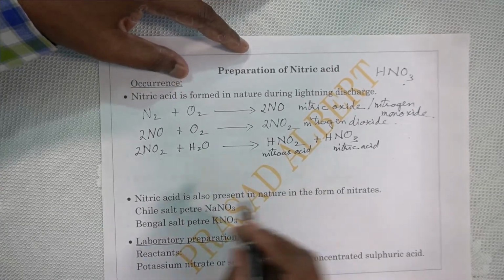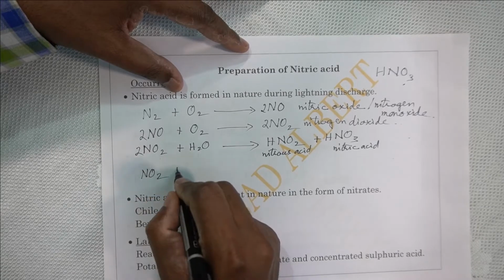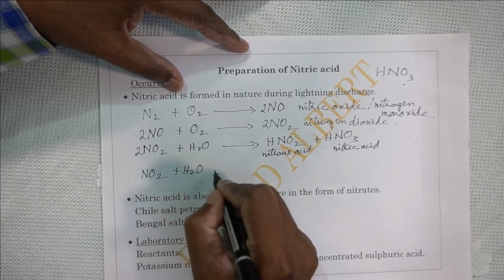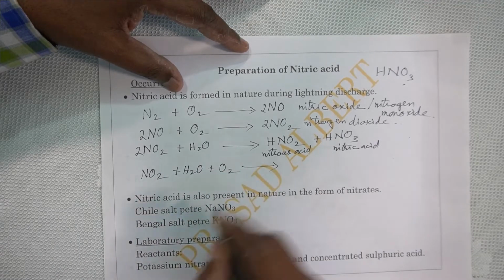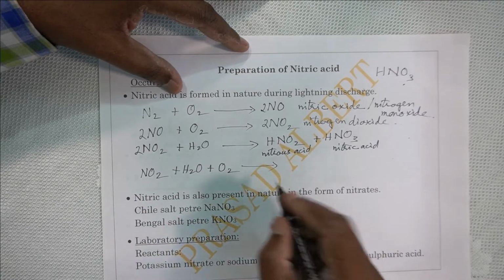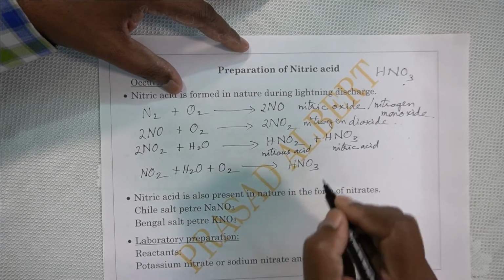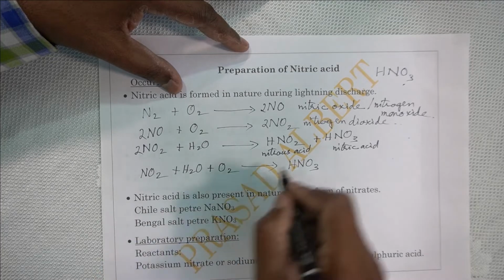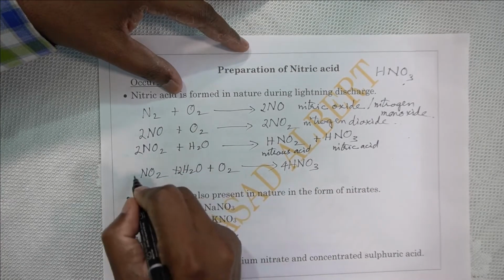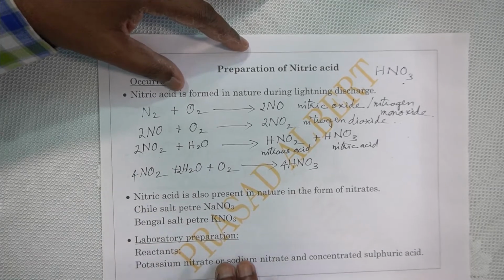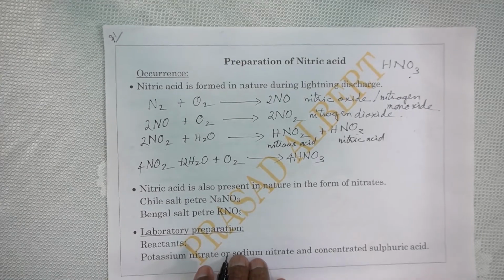And there is another reaction happening simultaneously, that is, nitrogen dioxide combines with water, and oxygen also combines along. Oxygen is present in air, we know. So what you get here is directly nitric acid. This reaction also happens. We balance it this way, 2 and 4. So nitric acid is obtained. This is the natural way of forming nitric acid.